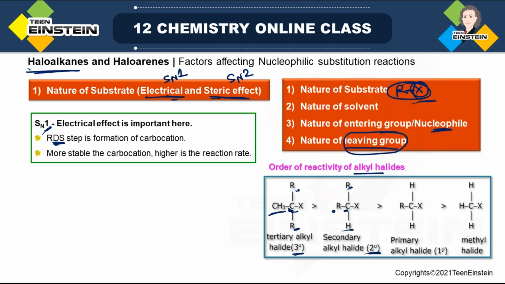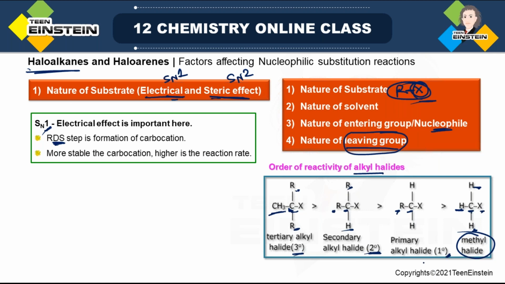And the next one gives a lesser result compared to 2 degree, that is 1 degree, because now the carbon is attached to only 1 carbon. And there is another possibility, if the carbon with which halogen is attached is not attached to any carbon. See, here we have 3 hydrogens. So this is basically the simplest structure possible, methyl halide. So it will give you even lesser yield compared to 1 degree.